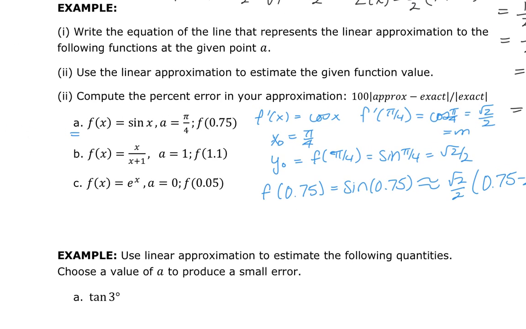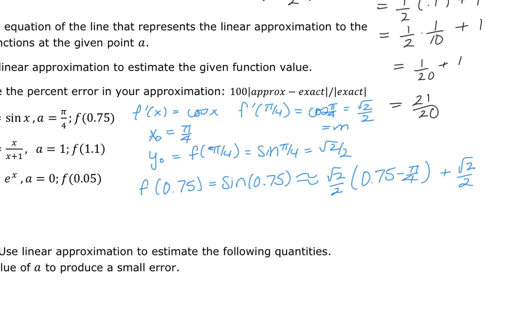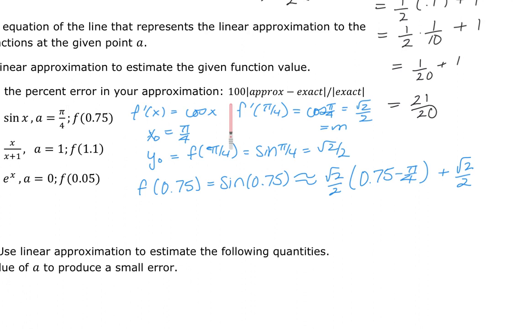Now, the other thing it's asking me to do, which I will need a calculator for, is to compute the percentage of error in your approximation. The percentage of error is 100% multiplied by the approximate minus the exact, and then the absolute value of that, so make sure it's not negative, divided by the exact. So I will need my calculator to find the percentage of error.